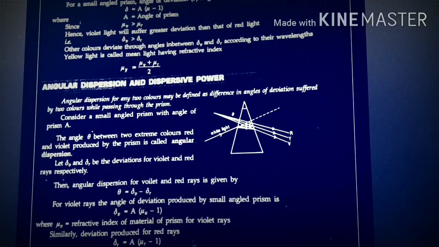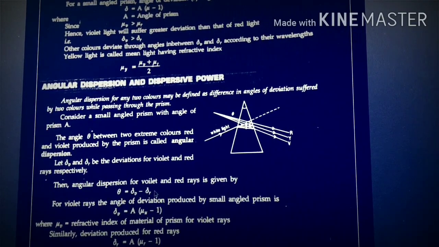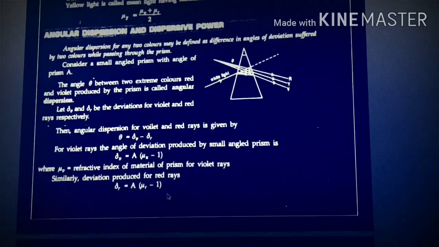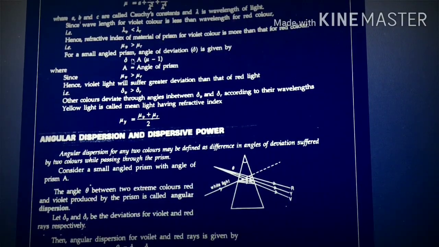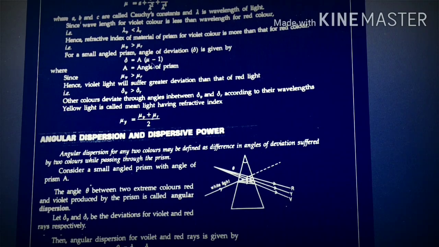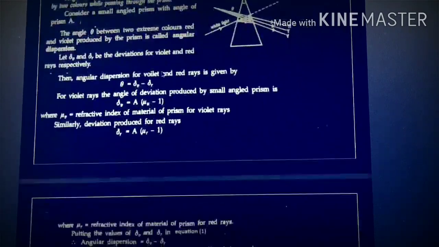So, angle of deviation. Let delta v and delta r be the deviation for violet and red rays respectively. Then the angular dispersion for violet and red is given by theta equal to delta v minus delta r. For the violet ray, from this formula, delta is converted into delta v and mu is converted into mu v. So delta v equals A into (mu v minus 1). Similarly for red color, delta r equals A into (mu r minus 1).